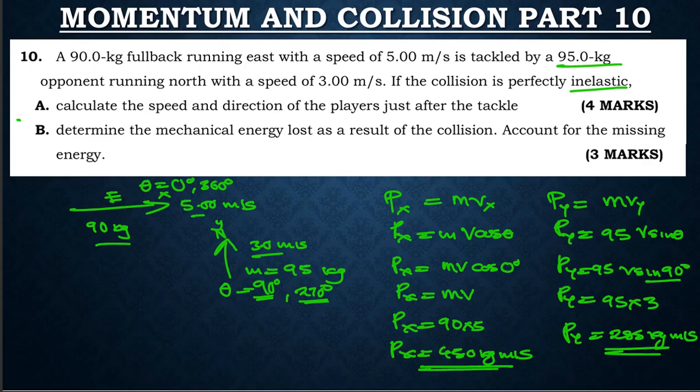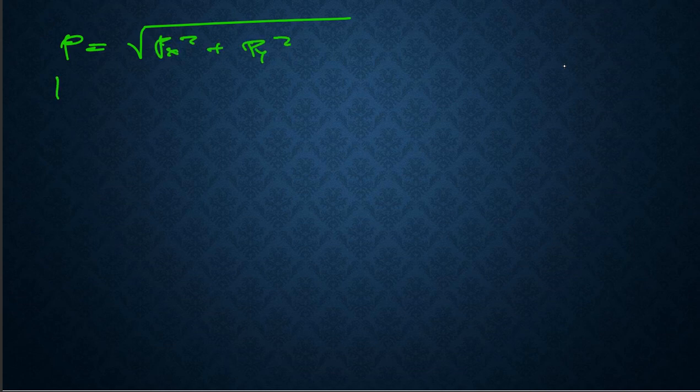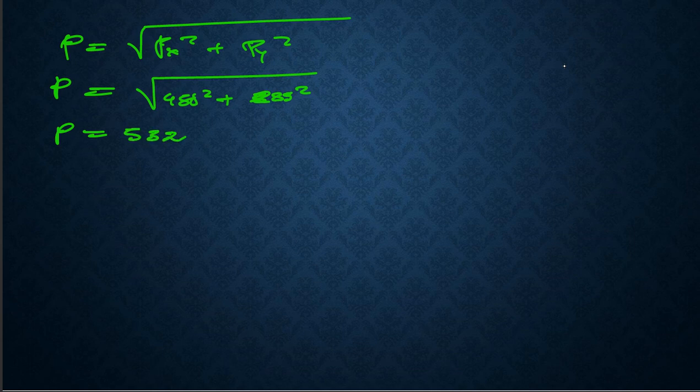So to find the momentum now, we are going to use the formula for finding the vectors using the components: px squared plus py squared. So our p is going to be equal to, our px is 450 squared plus 285 squared. So our momentum is going to be equal to 532.8 kg meters per second.